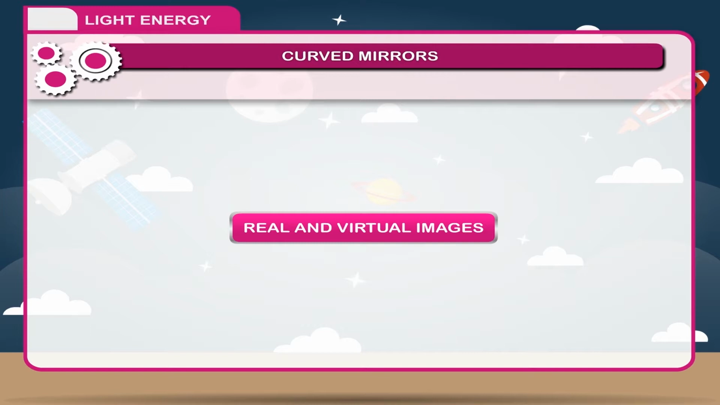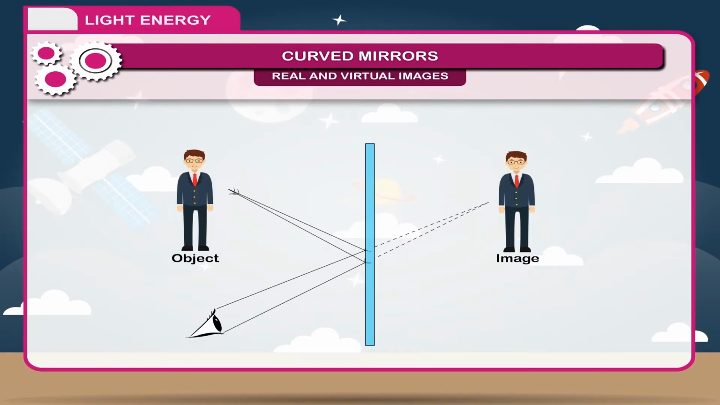Real and virtual images. The image which can be obtained on a screen is called a real image. It is formed when light rays after reflection actually intersect. The image which cannot be obtained on a screen is called a virtual image. It is formed when light rays after reflection do not intersect or appear to diverge. When they are produced at the back, they intersect. It is shown in the figure.